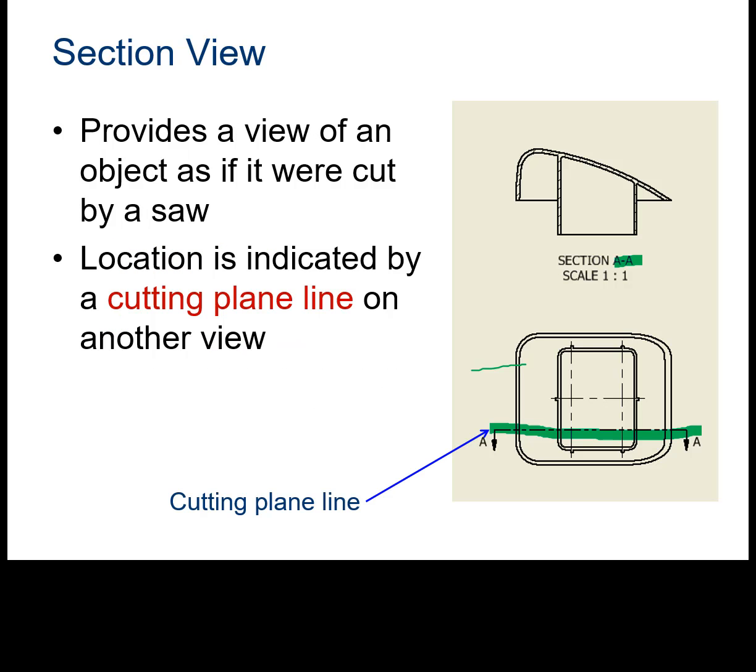Alright, so our section view, as it says right here, provides a view of an object as if it was cut in half by a saw. So we're going to have a cutting plane on one view. This is a typical front view, and you see this AA dashed line here that's indicating where we are cutting, and then we get the section view of that. The next slide's got a little bit more detail here.